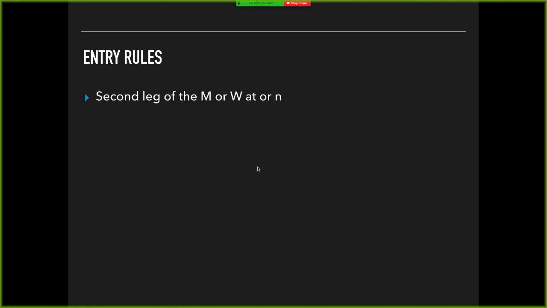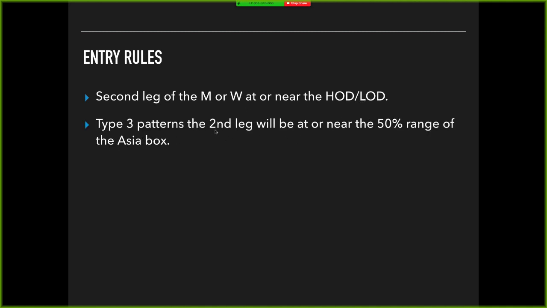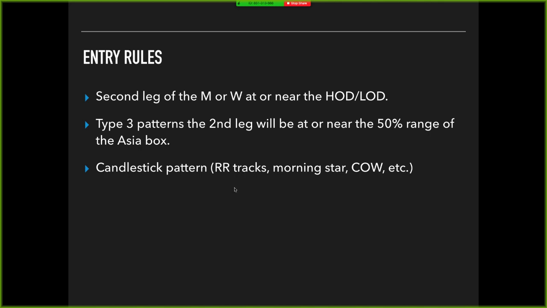Okay, so our entry rules are going to be the same as before. Obviously, you're looking for the second leg of the M&W near or at the high of the day or the low of the day. For type 3 patterns, it's not going to be near the high or low, right? It's because it's at the 50% range of the Asia box. So type 3 patterns, second leg will be at or near the 50% range. You're looking for candlestick patterns, right? As your entry triggers, either railroad tracks, star patterns, morning star, evening star.